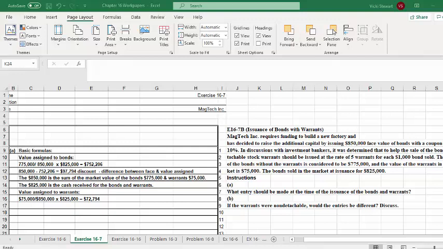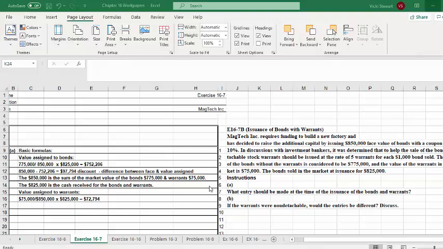So then when we issue bonds with warrants, we will either have to use the proportional method or the incremental method to determine the amount of the bundle price that is allocated to each of the individual securities. Since we have a market price for both the bonds by themselves, which is $775,000, and the warrants, which is $75,000, we would use the proportional method.